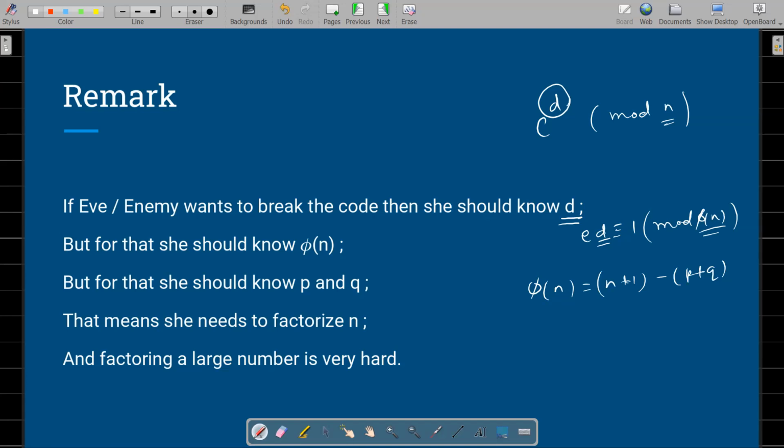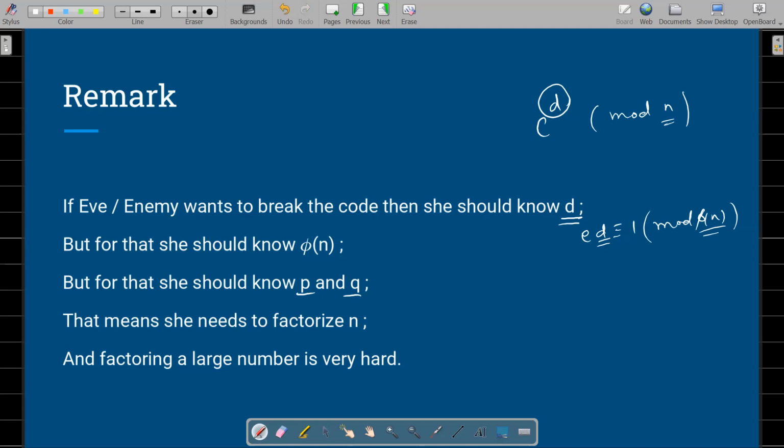So to find that with today's speeds and today's algorithms, it takes a lot of time, almost say 2 months to 3 months. And therefore, it's not practically reasonable to find phi without any knowledge of P and Q. So basically, she should know P and Q, and that means she should factorize n. And factorization of n is difficult.